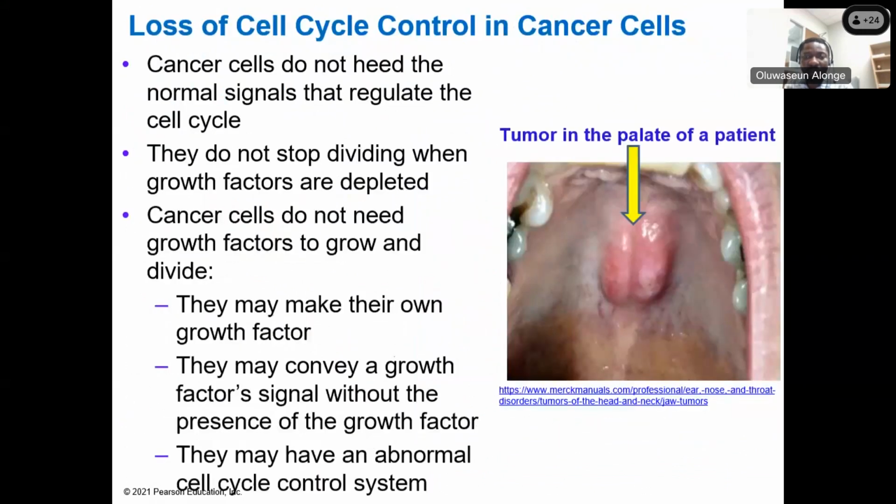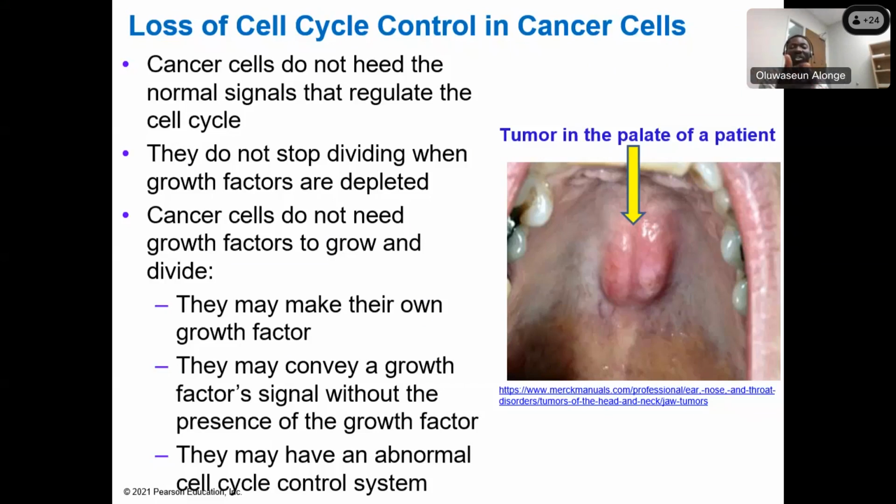Cancer cells do not respond to normal signals that regulate normal cell activities, and that is what we call uncontrolled cell division. So you see a tumor growing in the body of a patient. Ideally, that should not happen, except that there is growth that is not controlled. They do not stop dividing when growth factors are depleted. They continue to grow because they don't have anything regulating their growth. They are cells without control. So we call them cancer cells.